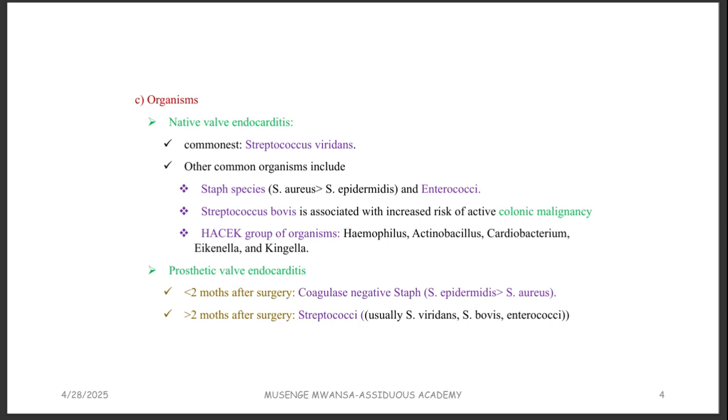And then after 2 months, Strep becomes very important. So you have Streptococcus viridans, Streptococcus bovis, and then you also have Enterococcus. Okay. So these are the big ones.